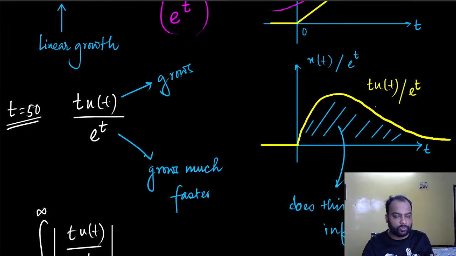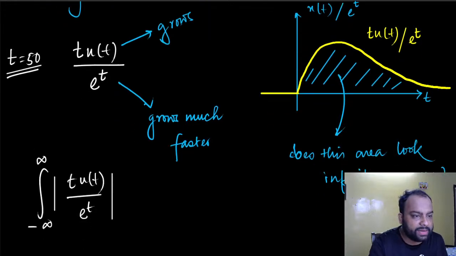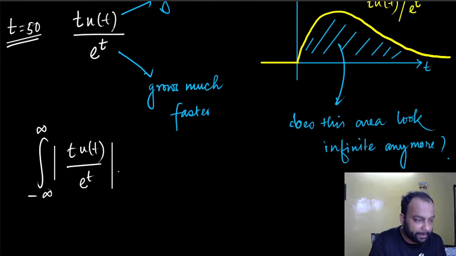The answer is no, of course. The area kind of looks like a finite area, right? But let's verify that, because in mathematics everything is concrete and verifiable. So let's write dt. Everything here is positive, so I can get rid of the modulus sign here. And of course, by virtue of the ut, I can take the limit from 0 to infinity, because when t is negative, ut is 0, so the whole signal itself is 0.